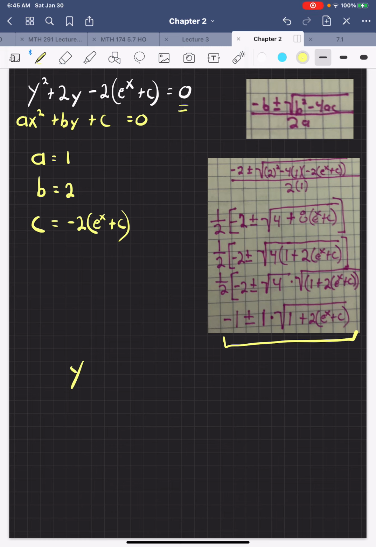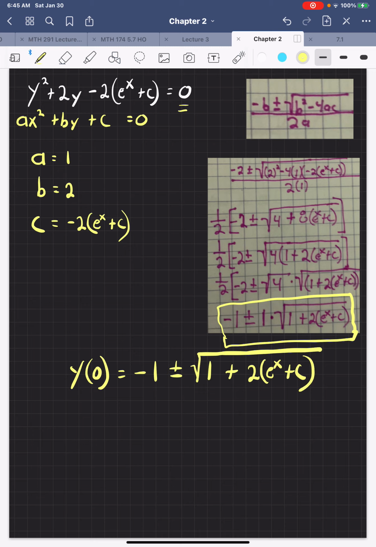We want to write it as y of 0 is going to be equal to, and all I'm going to do at this point is copy that last step. So -1 plus or minus the square root of 1 plus 2 e to the x plus c. Now, at this stage, we're going to introduce those initial conditions, because we need to figure out what the value of c should be such that those initial conditions are met.